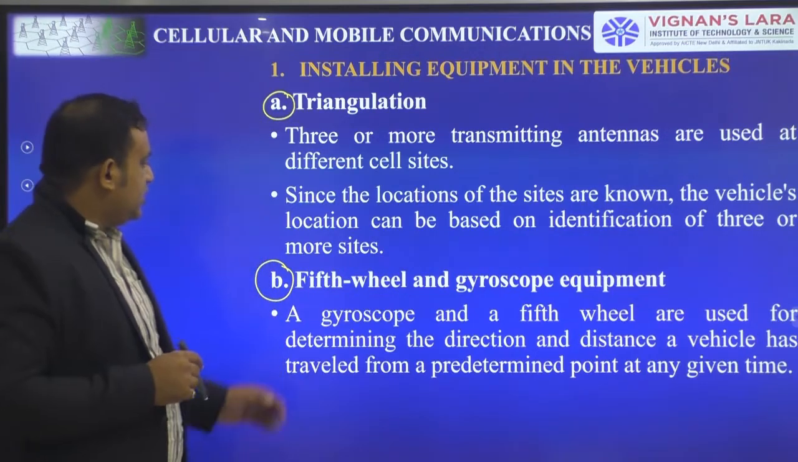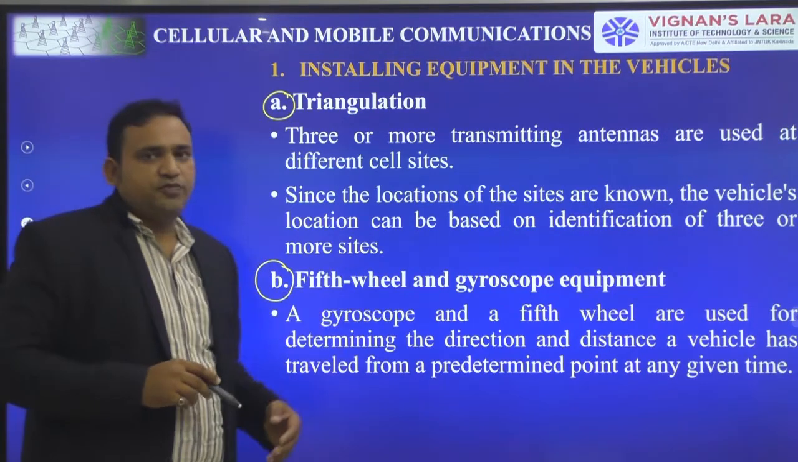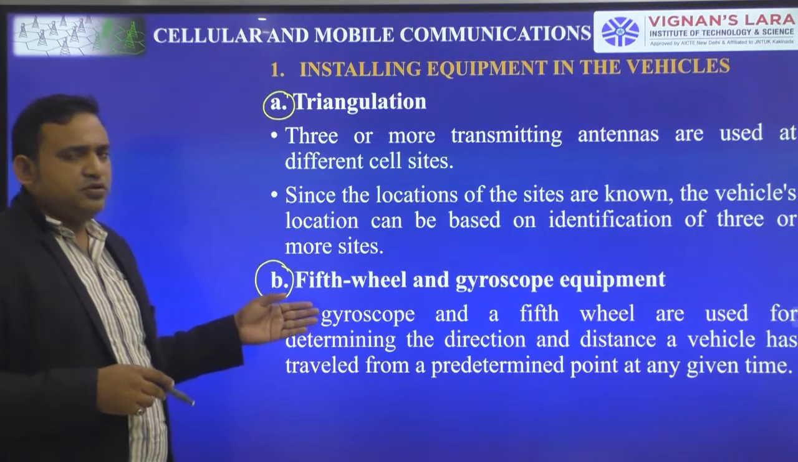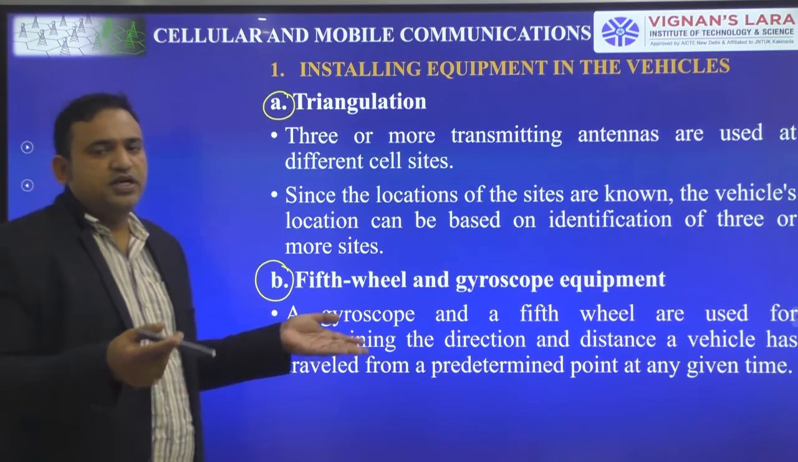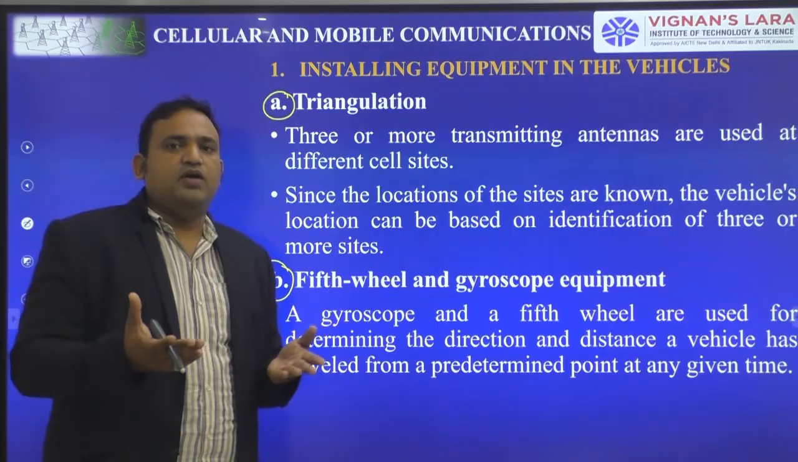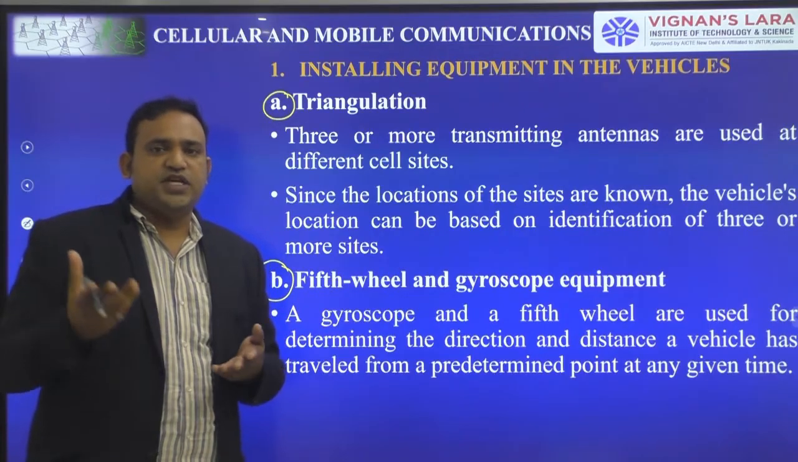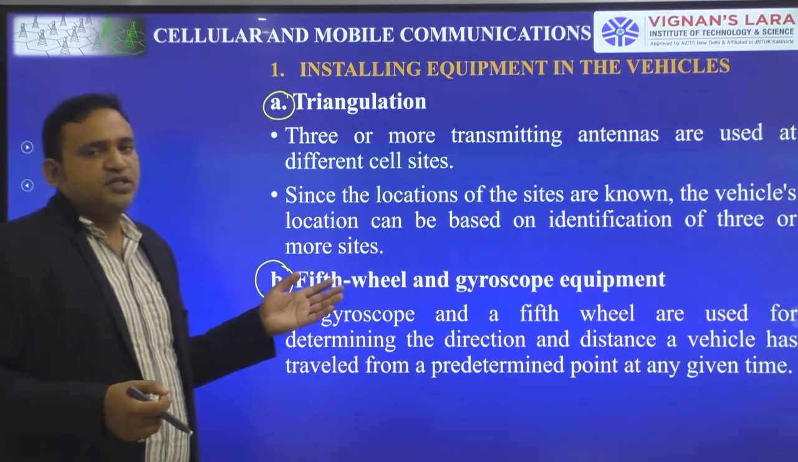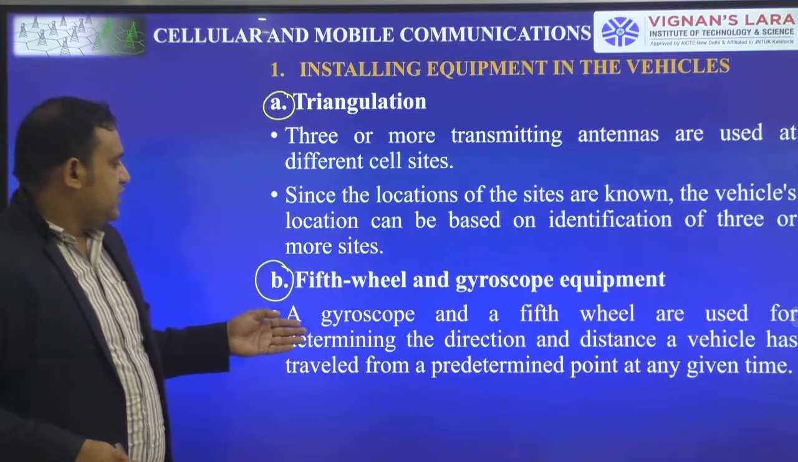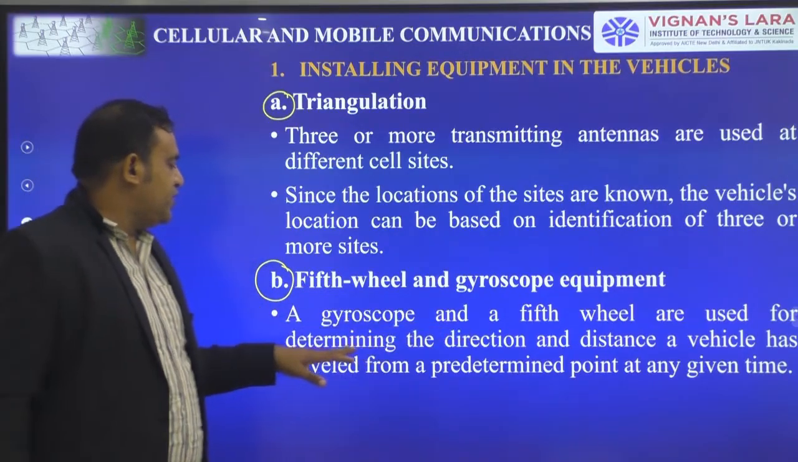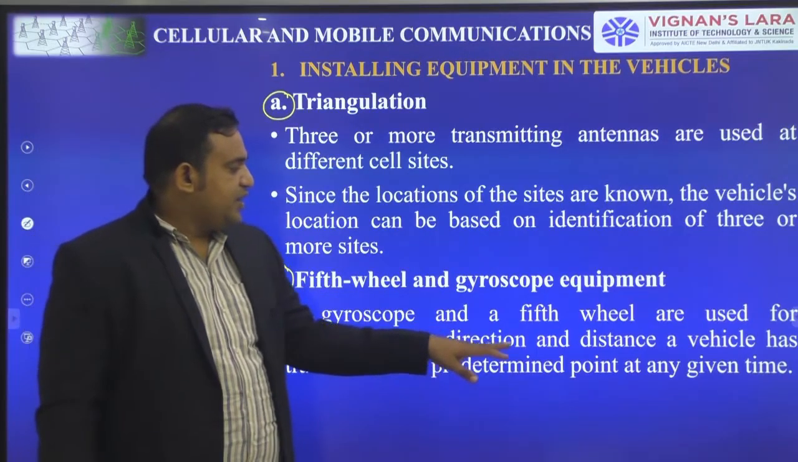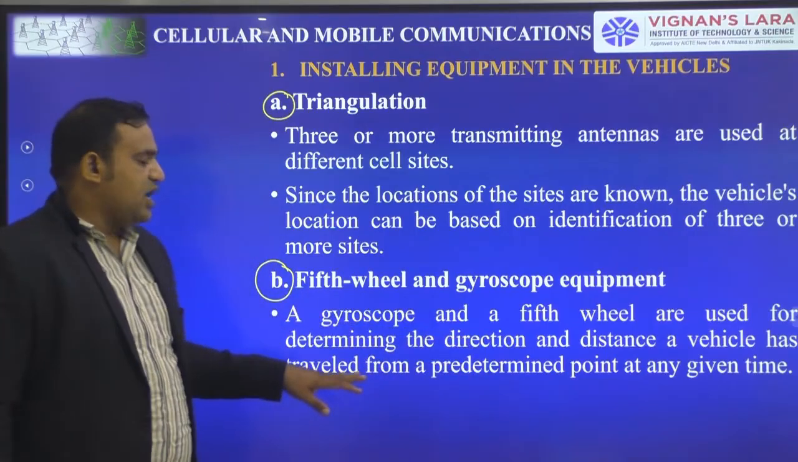Okay. Second, fifth wheel and gyroscope equipment. The fifth wheel is used to calculate the distance. We know that generally we will take a vehicle or a car. We are taking an example which has 4 wheels. The gyroscope and the fifth wheel are used for determining the direction and distance a vehicle has travelled.